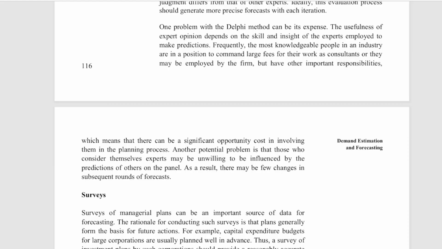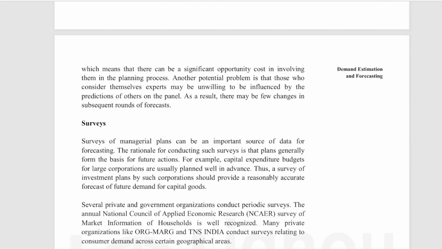Another potential problem is that those who consider themselves experts may be unwilling to be influenced by the predictions of others on the panel. As a result, there may be few changes in subsequent rounds of forecasts.